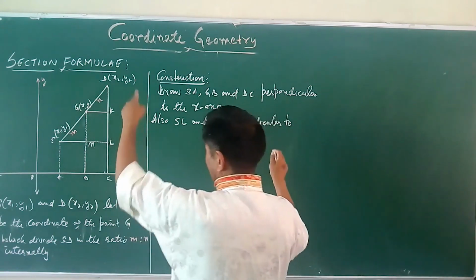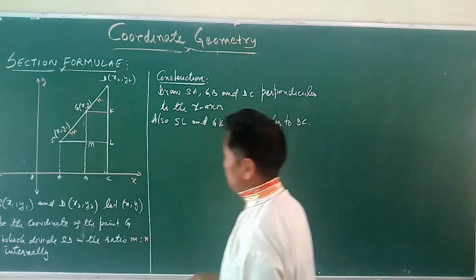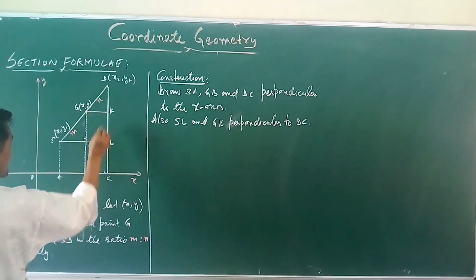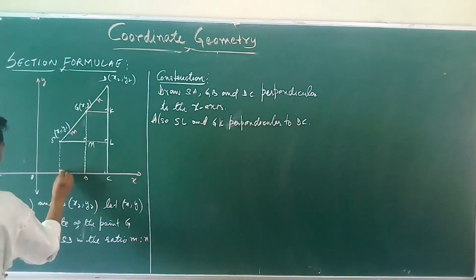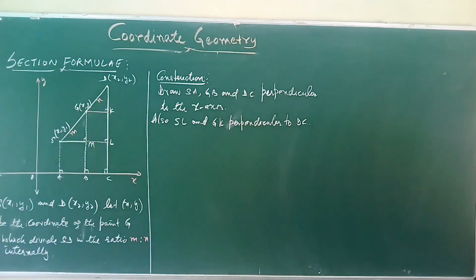Perpendicular to DC. Each of these is 90 degrees, so we get right angles here and can apply the distance formula. Now we are going to write down their measurements.